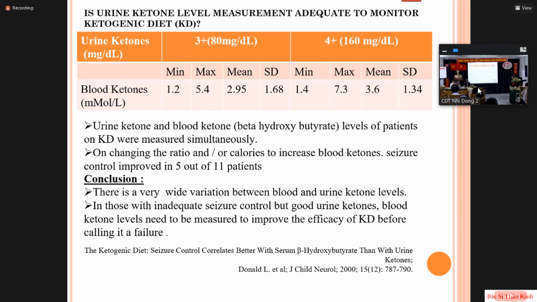So this is a study done by Donald et al. Here it was to check the urine ketone and blood ketone levels of the patients on ketogenic diet, which were measured simultaneously. On changing the ratio and the calories to increase the blood ketones, the seizure control improved in 5 out of 11 patients. The conclusion was that there is a very wide variation between blood and urine ketone levels. And for those with inadequate seizure control but with good urine ketones, the blood ketone levels need to be measured to improve the efficacy of the ketogenic diet before calling it a failure.